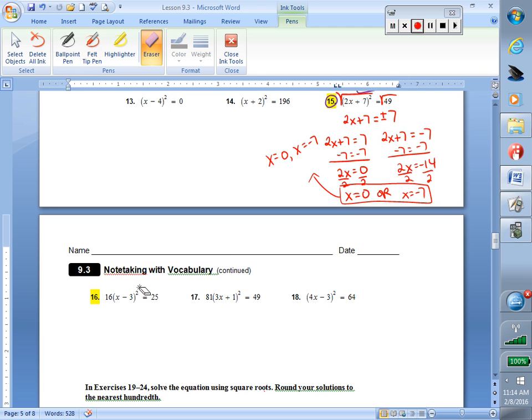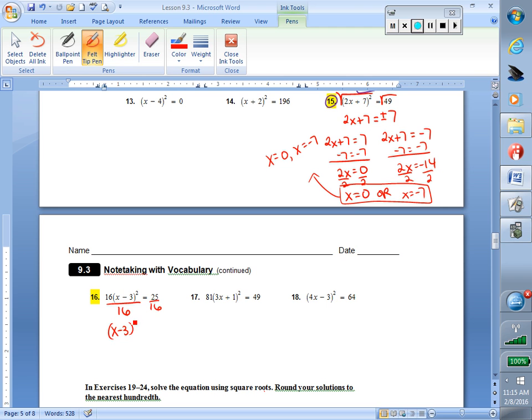So what else could I do with it? What do you guys think? This means 16 times this whole mess. How do I undo multiplying by 16? Divide by it.